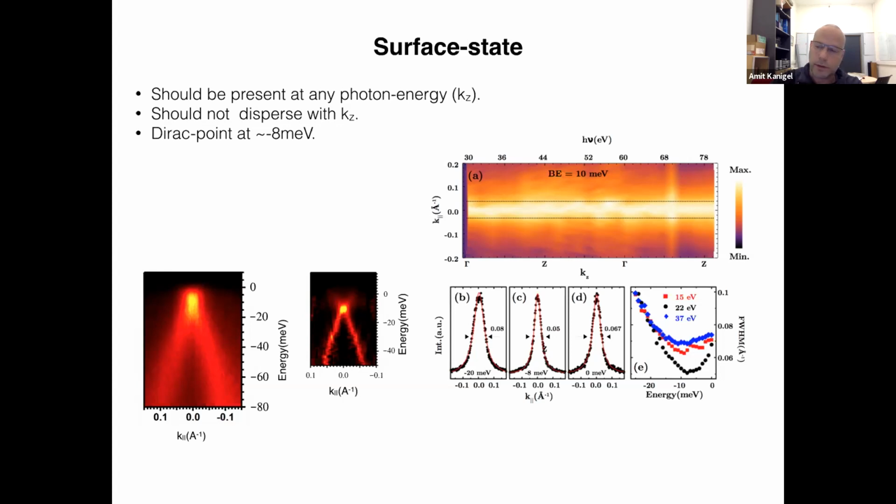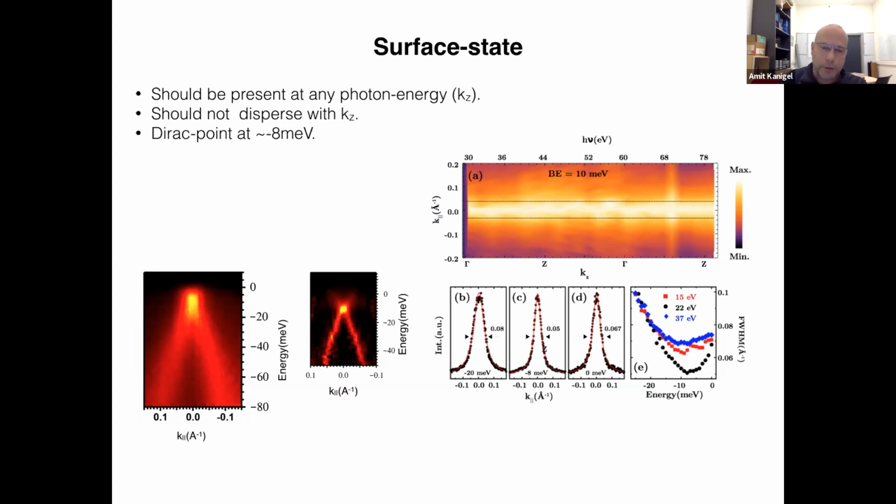So what we do here is we are looking at the top of this alpha 1 band using many photon energies. We scan here between 30 and 100. And you can see that at the binding energy of 10 millivolts, we always see some intensity. This is an intensity which lies just above the top of this alpha 1 band. And the fact that we see it for any photon energy is encouraging, because this is what you expect from a surface state. In addition, we see it's not dispersing.